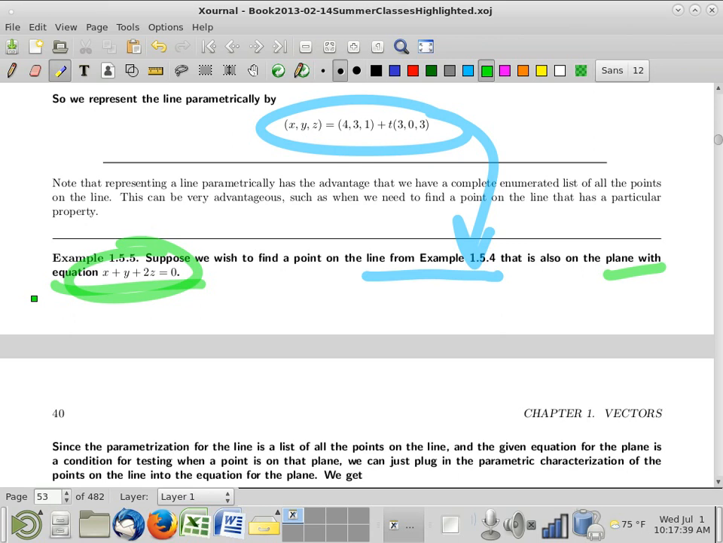Said differently, I'm going to generate points and then test them. I generate points that I know are on the line and then test to see if they're also on the plane. So basically, I'm going to take this formula for generating points on the line. This is going to create for me my x, y, and z, and I'm going to then plug into that equation and solve for t.